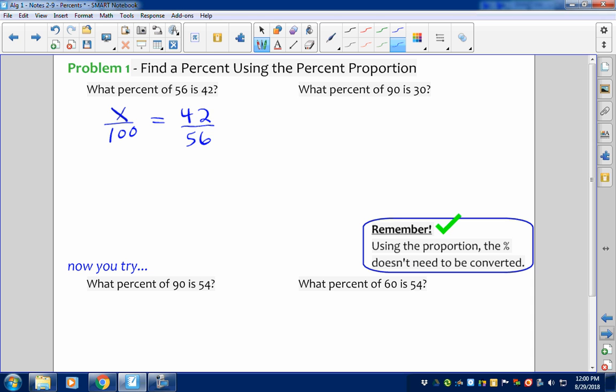We cross multiply. This is how it connects to what we've been doing. We cross multiply. 56x equals 4200, and then we divide each side by 56. 4200 divided by 56 is 75, and this is a 75% that I'm getting. Okay, so 75%. What percent of 90 is 30? That you might be able to answer without even setting it up.